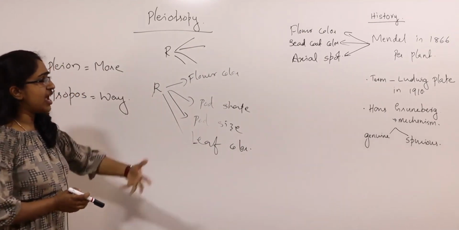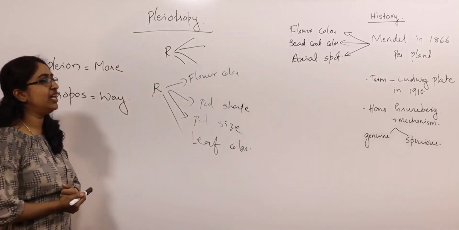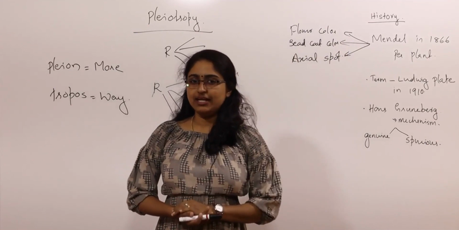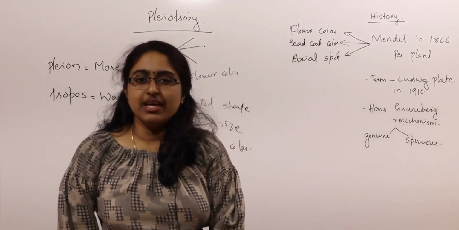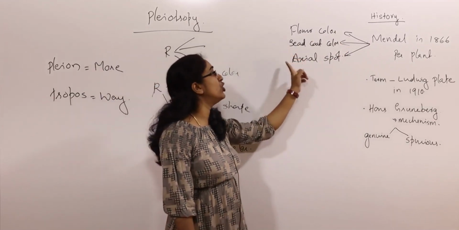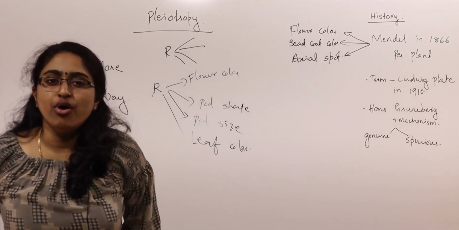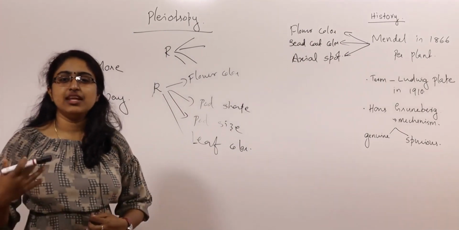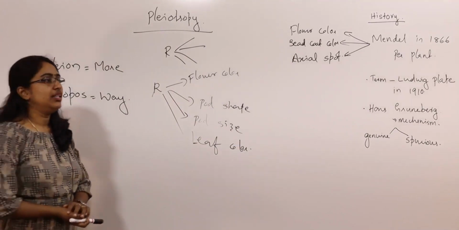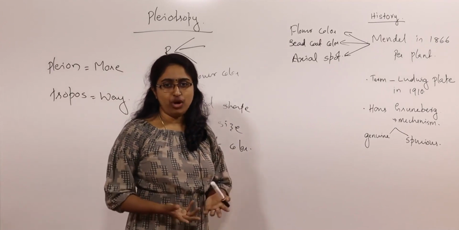Later, a lot of scientists and geneticists worked on this, and they finally found that these characters are actually controlled by a single gene. Since it is controlled by a single gene, any mutation in that gene will result in a change in the phenotype of these traits. That is the reason for this kind of difference in interaction in these three traits. This is how pleiotropy was found.